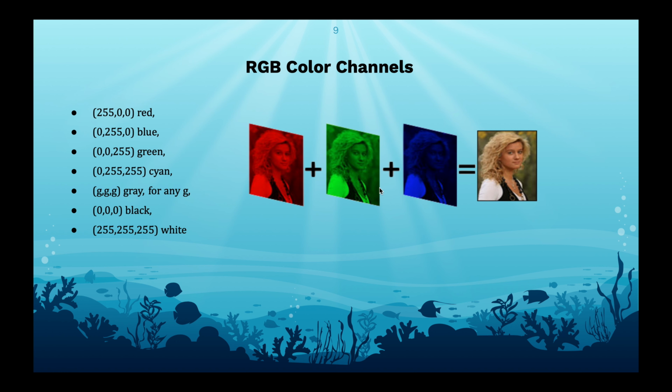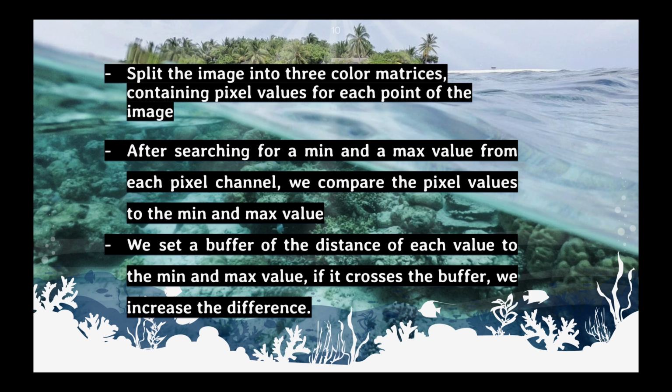So what we do with color channels is we split the image into 3 color channels and we modify each one. So to restore the colors, like I said, we split the image into 3 color matrices containing pixel values for each point of the image of that channel. And we search for a max and a min value of those pixels. And we go through the matrix again and compare each pixel to the extreme values. We set a buffer for the distance allowed, and if it crosses that buffer, we increase the difference between each pixel in the matrix and the extreme values.